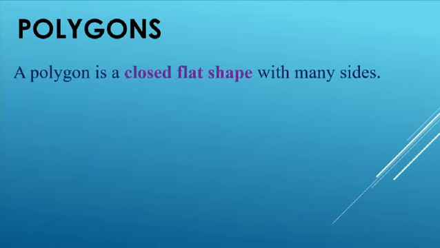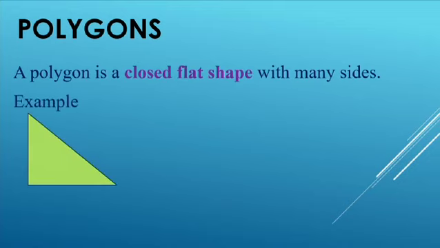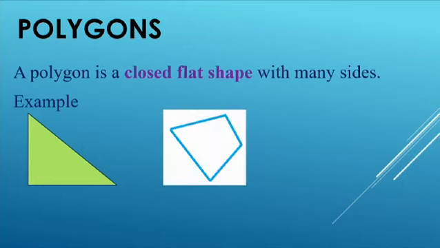Now, what is a polygon? A polygon is simply a closed, flat shape with many sides. Be careful here. It needs to be a closed, flat shape, right? Let's take a few examples. This, you've seen a triangle. A triangle, it is closed and it is flat and it has 3 sides. That's a quadrilateral and you've got a hexagon. Now, these are all closed, flat shapes, right?